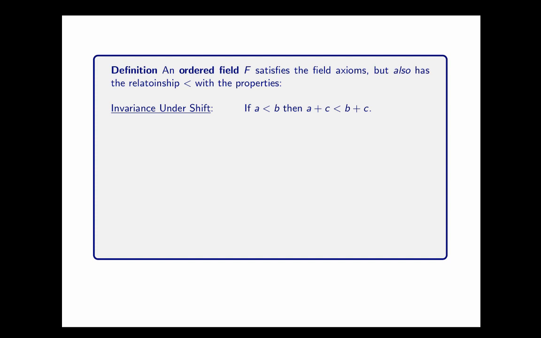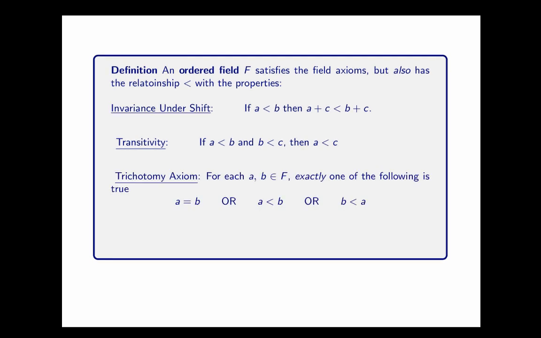One is an invariance under shift. If a is less than b and I add the same thing to both sides, I get the same inequality. Transitivity. If a is less than b and b is less than c, then a must be less than c. The trichotomy axiom. For every 2 numbers in my field, exactly one of the following is true. A equals b, a is less than b, or b is less than a. Only one of those 3 things could possibly be true at a given time.